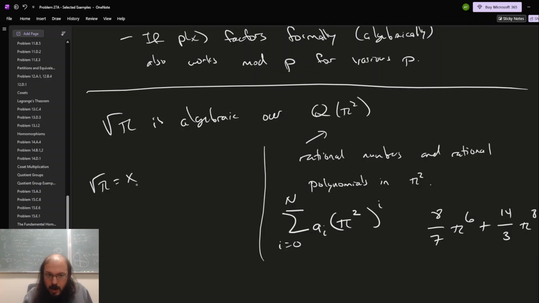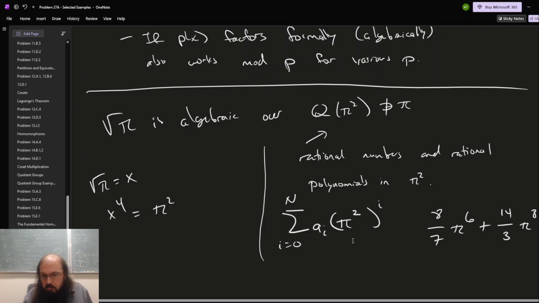I can't just say x squared is pi and I'm done. Because while that gets rid of the square root, pi is not in here. Only pi squared is in here. So therefore, I have to raise this to the 4th power. x to the 4 equals pi squared. And this makes this element algebraic in here. We did it. All right, well, let's stop there.